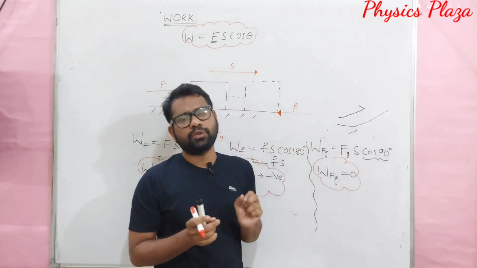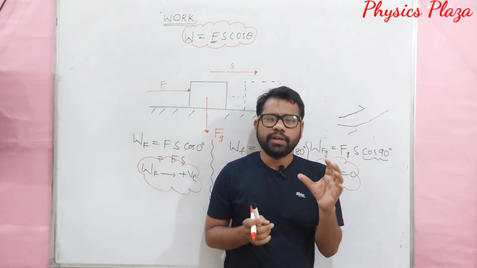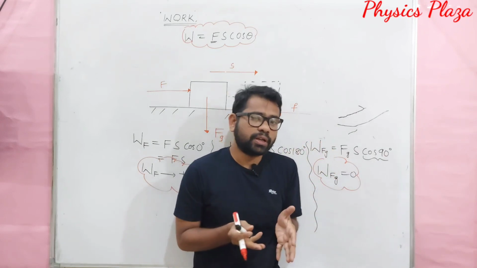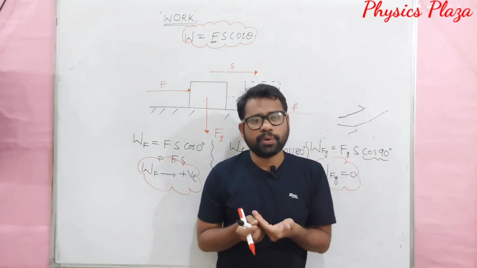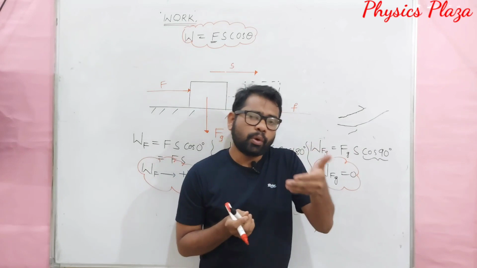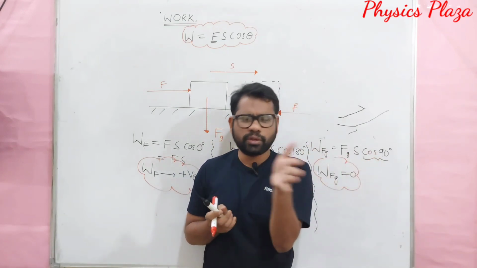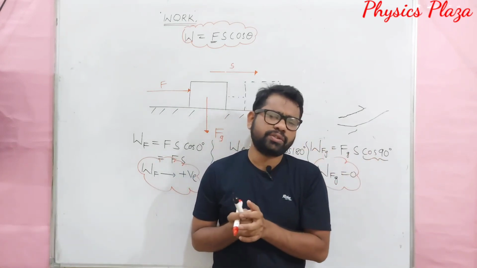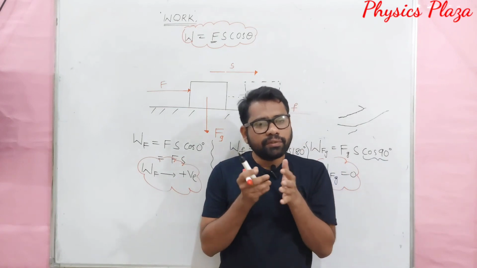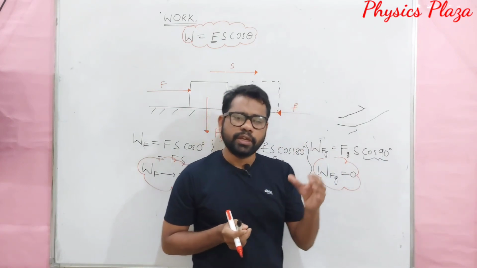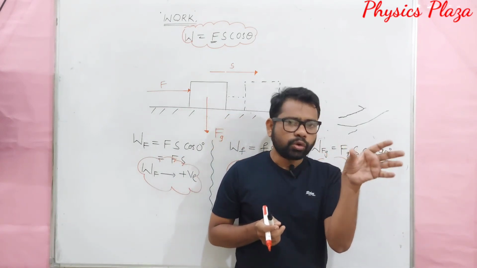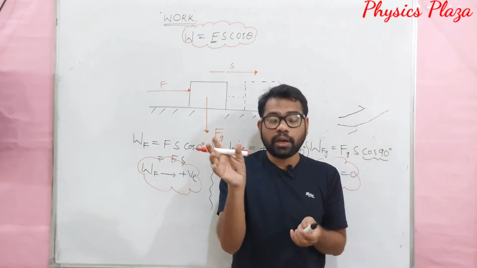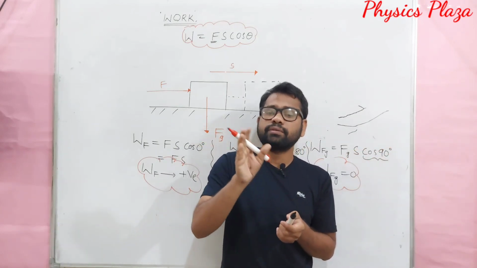So what have we learnt in today's session, dear children? In today's session, we discussed what work is. Work is said to be done when a force acts on a body and displaces the body in the direction of the force applied. Then we discussed the units of work. The SI unit of work is joule and the CGS unit of work is erg. And 1 joule is equal to 10 power 7 erg.